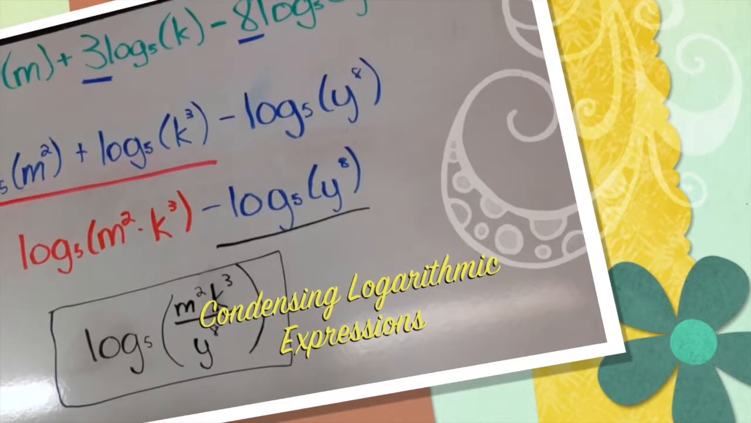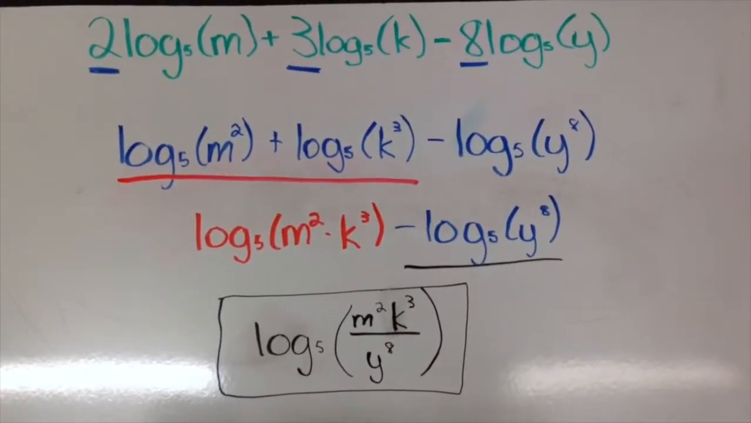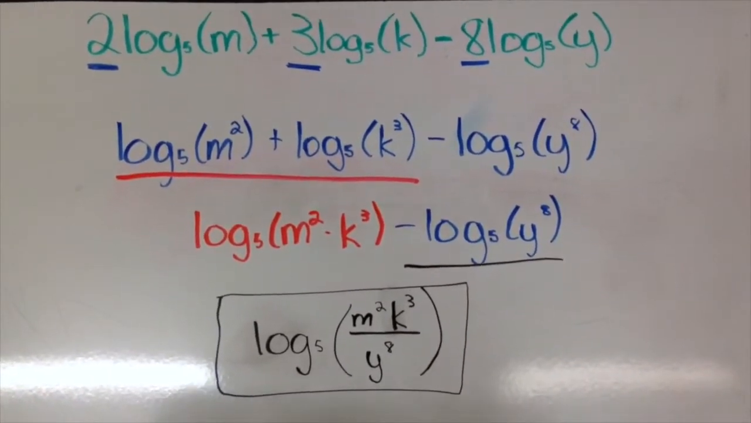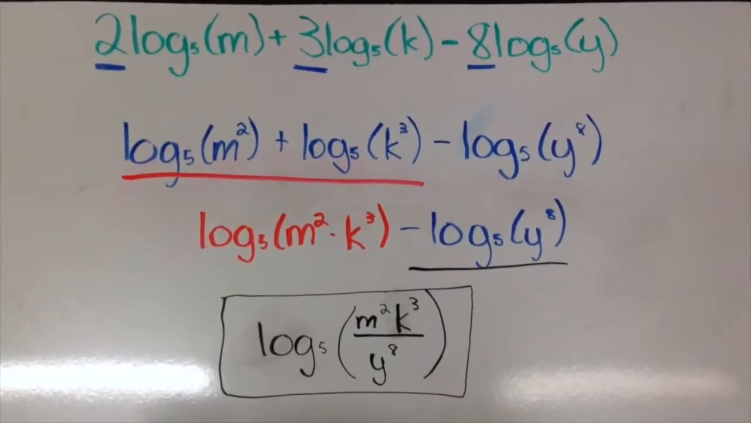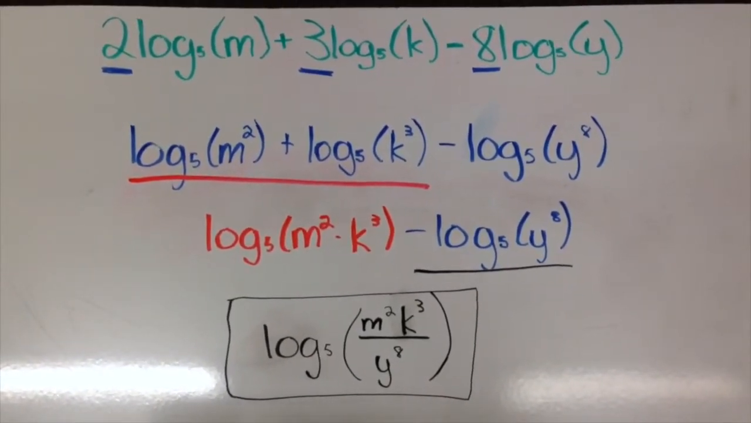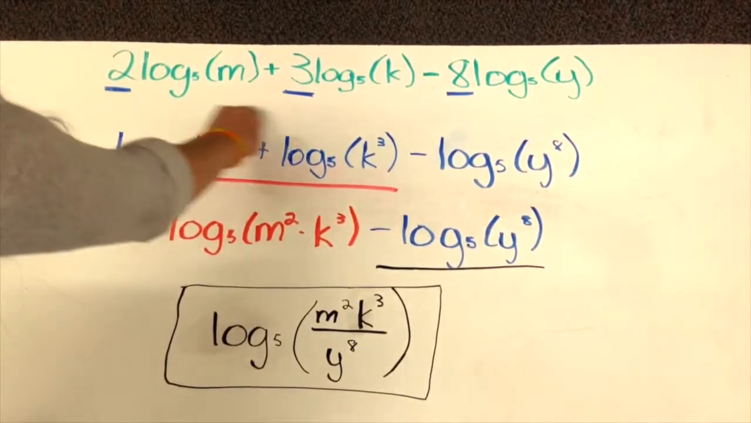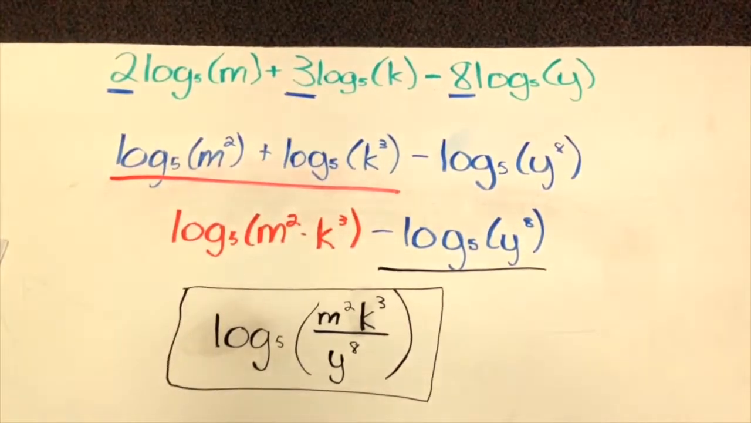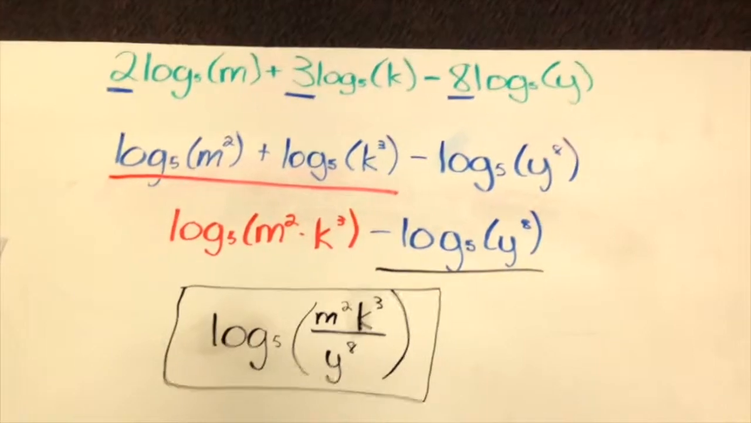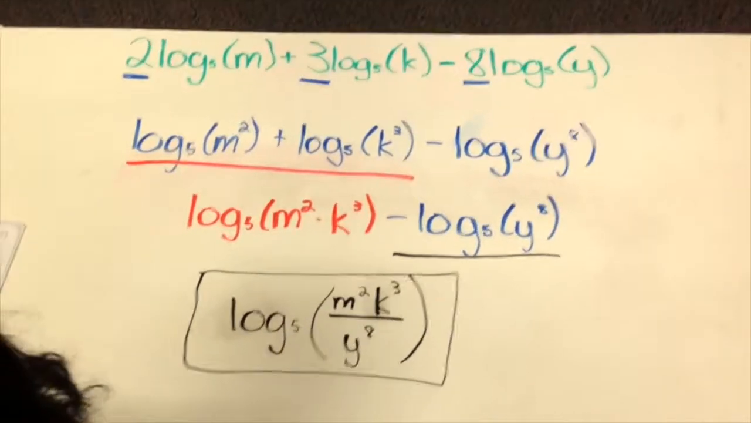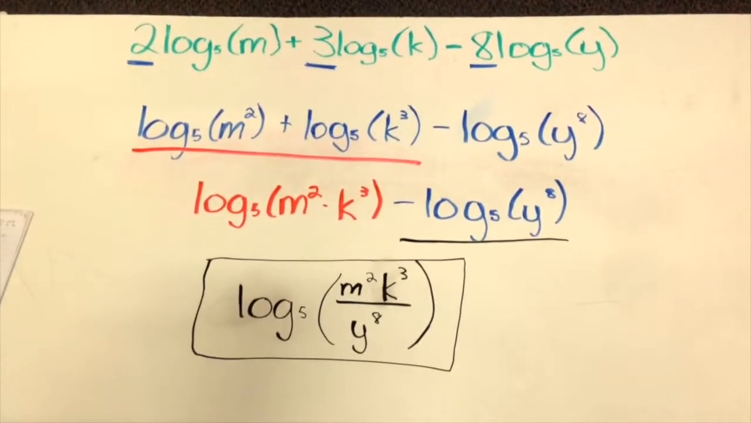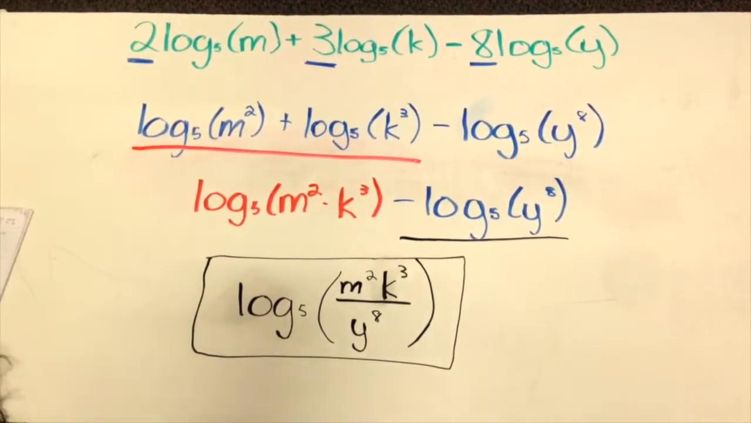Since you now know the properties of logarithms from the beginning of the video, we will now be condensing logs. In other words, we will be combining the logarithms and making it into one single log. So here we have our logarithm that we will be condensing. It's 2 log base 5 of m plus 3 log base 5 of k minus 8 log base 5 of y. To start off, we must use the power property in reverse.